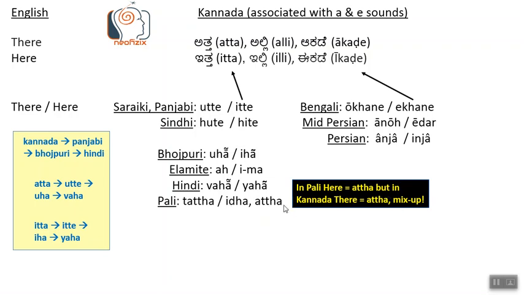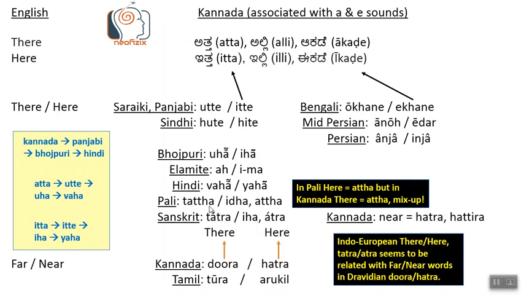And they have added an extra T to atta to get the word there, so it's more like the there in Hindi. These Pali words are pretty close to the Sanskrit words tatra and atra. Tatra is there, which almost sounds like the English word there. And atra is here, which also sounds like the English word here. So the Sanskrit words are pretty close to the present English words there and here. And in Kannada, the word for near is hatra or attira, which may be close to the Sanskrit word atra. The Kannada word hatra for near may be related to the Sanskrit word atra, which means here.